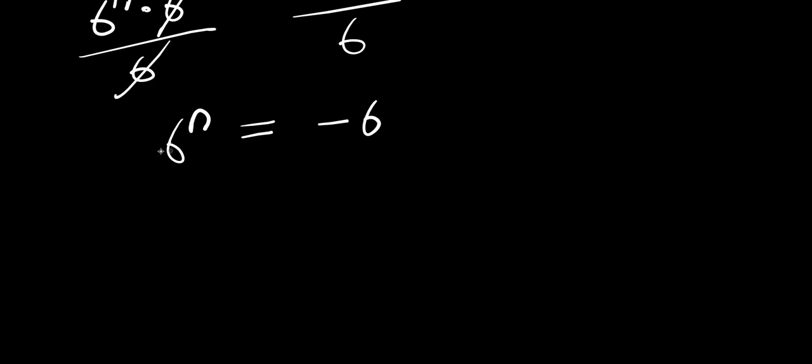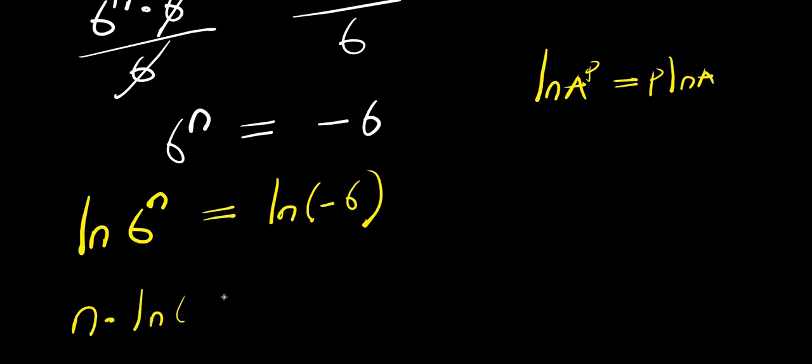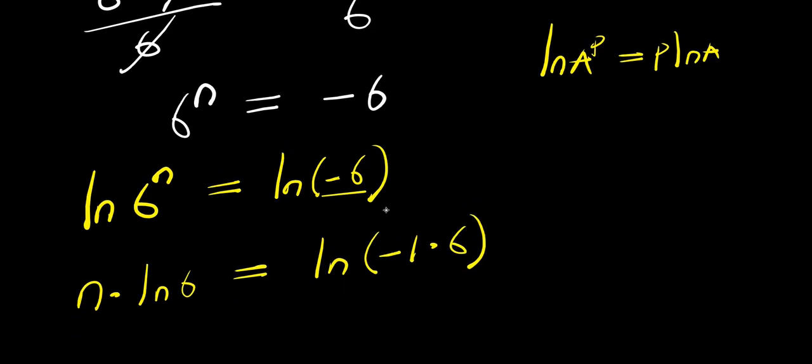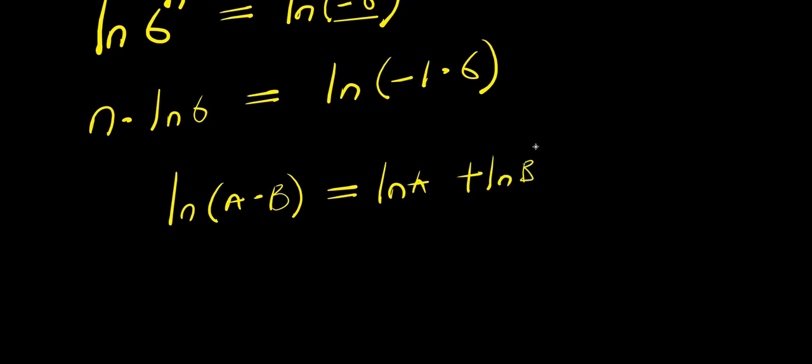So we can move ahead and apply natural log. I have natural log of 6 power n equals natural log of negative 6. And if you have natural log of a power b, this is b times natural log of a. So this is n times natural log of 6 equals natural log of negative 6, I can express it as negative 1 times 6. Remember, if you have natural log of a times b, this equals natural log a plus natural log b.